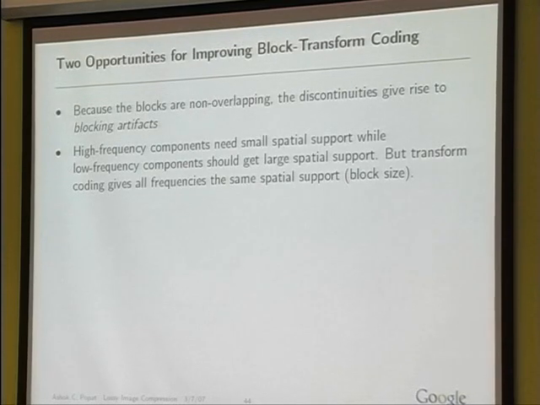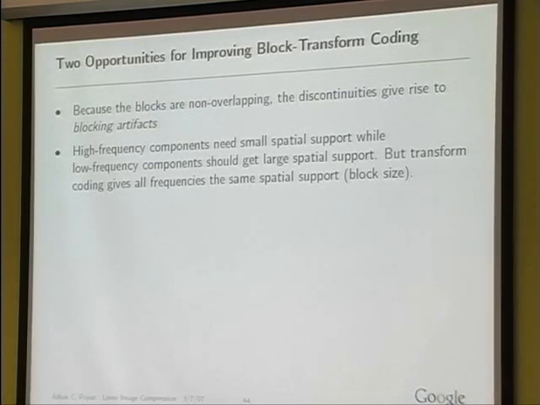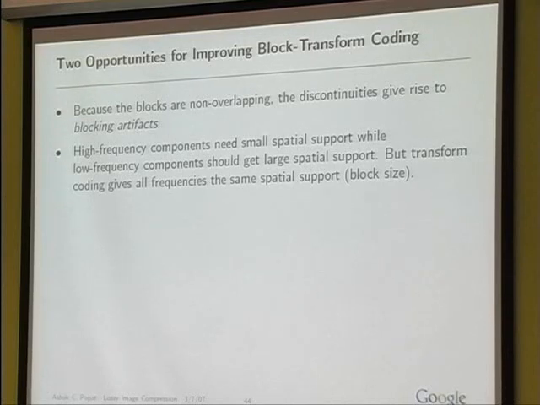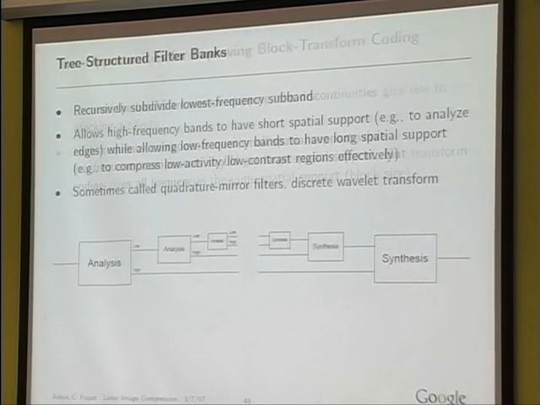The second opportunity for improving compression is to use different bandwidths. The intuitive reason for this is we want to have short spatial extent filters for edges because we don't want to be smearing what's happening to the edges all over the image. At the same time, if we've got a nice big blank region, we'd like to compress that well by using, say, just one basis function for that whole big blank region. So we'd like to have different sized filters and correspondingly different frequency selectivities.